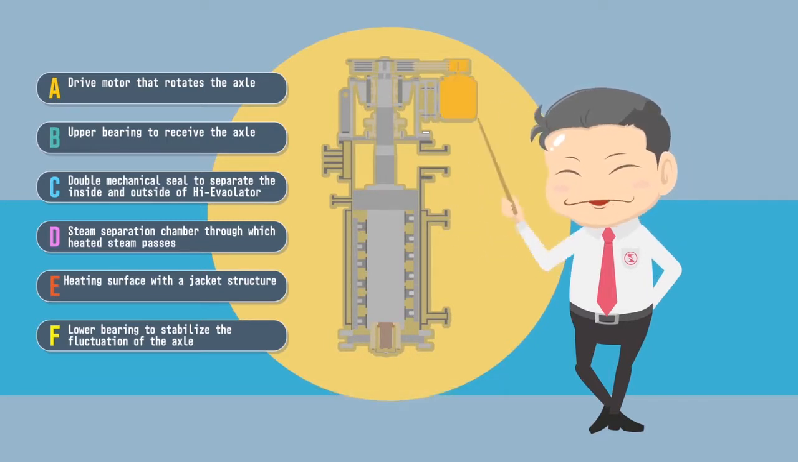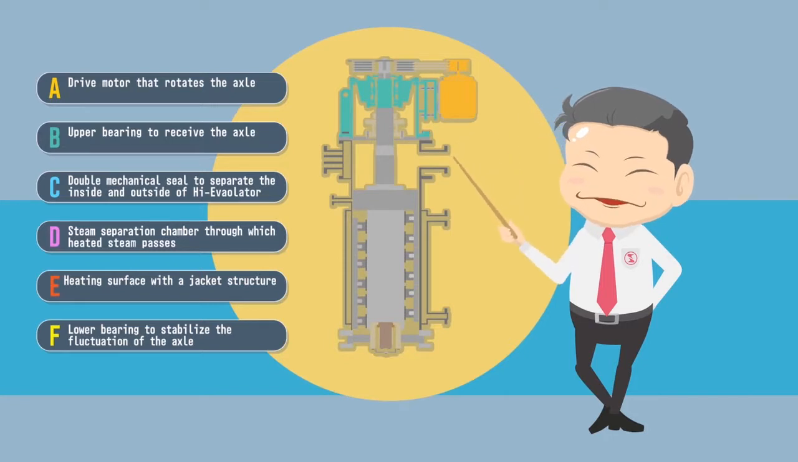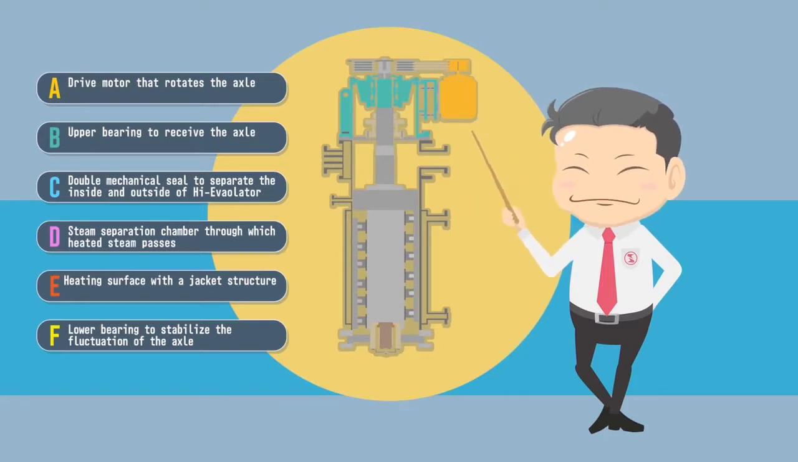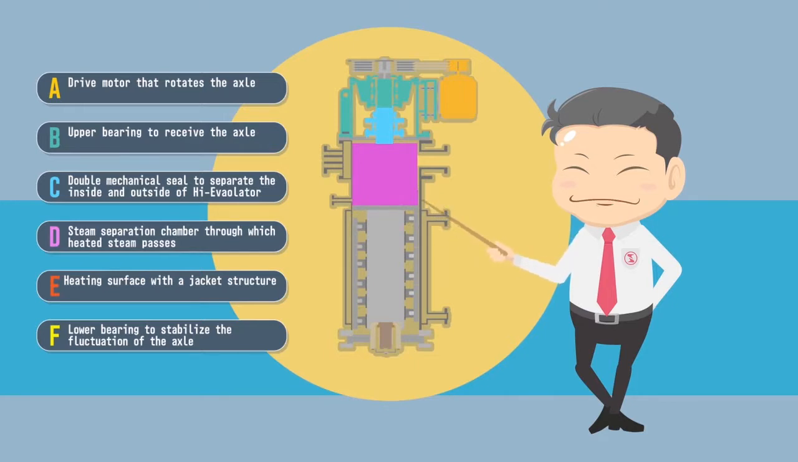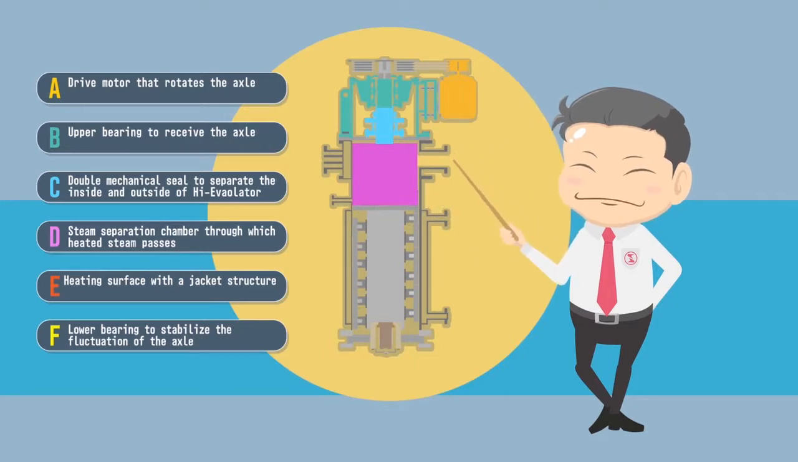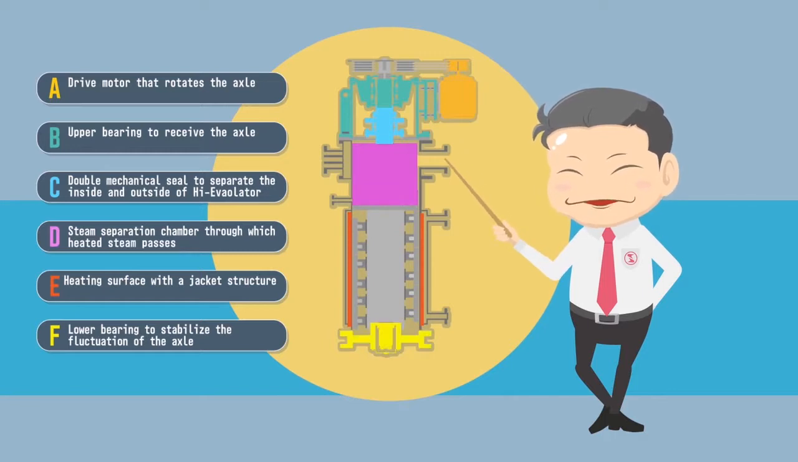A. Drive motor that rotates the axle. B. Upper bearing to receive the axle. C. Double mechanical seal to separate the inside and outside of Hi-evaolator. D. Steam separation chamber through which heated steam passes. E. Heating surface with a jacket structure. F. Lower bearing to stabilize the fluctuation of the axle.